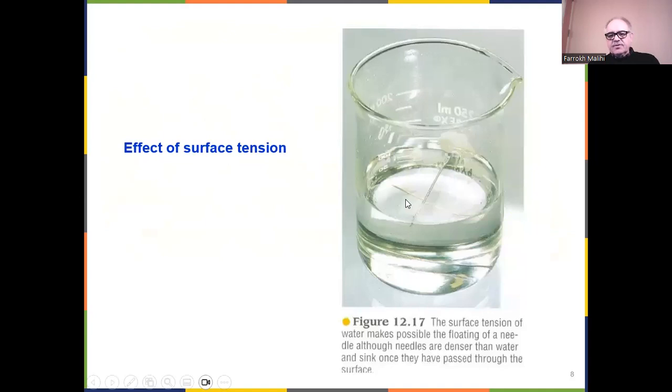There is a similar effect with careful placement of a needle on the surface of water. We can actually float this on top of the water, and due to the forces of surface tension, this needle can be placed at the surface without sinking. Certain insects make use of this property by skating on top of ponds and lakes.